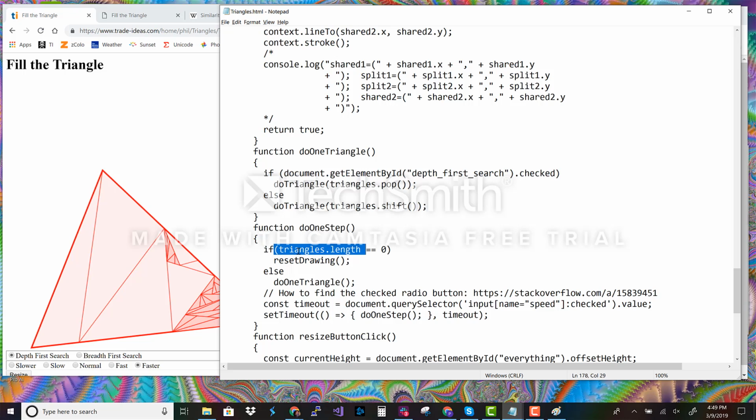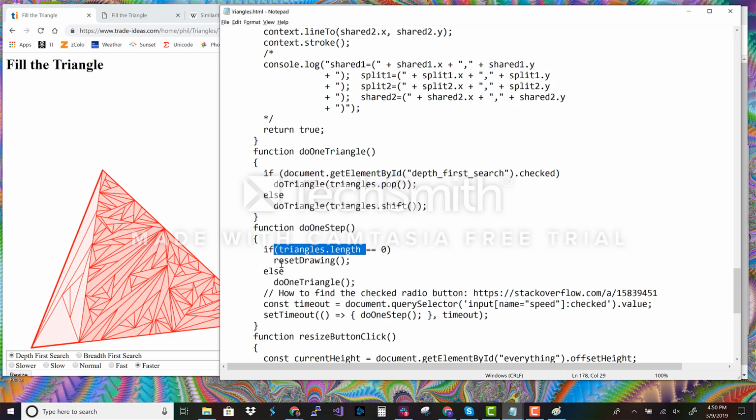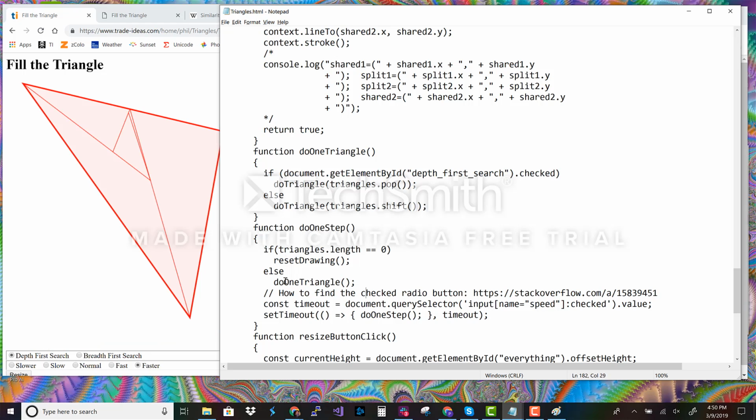If triangles length, that was the thing that we just kept adding to and taking from. So maybe when I did triangle pop, I grabbed the last one. So if the length is now 0, we call reset drawing. We already looked at that. That's where we started. That's where we added the blue dots. Basically, if there is at least one triangle, then we do the one triangle. That's the code we just looked at.